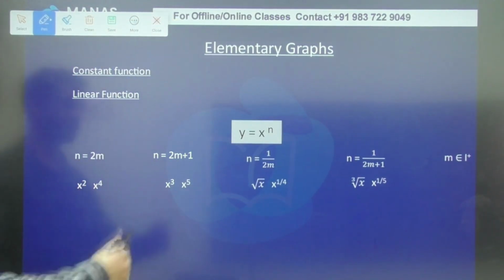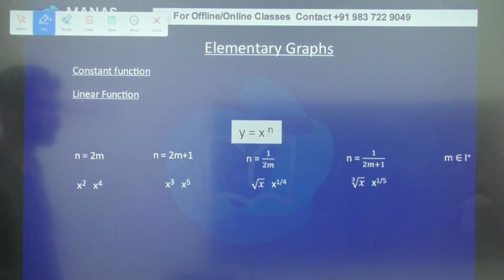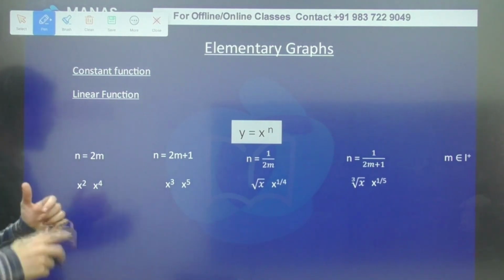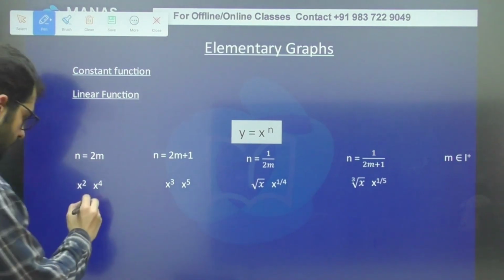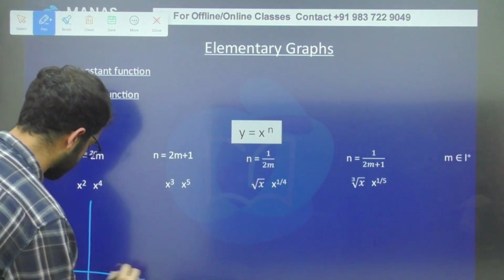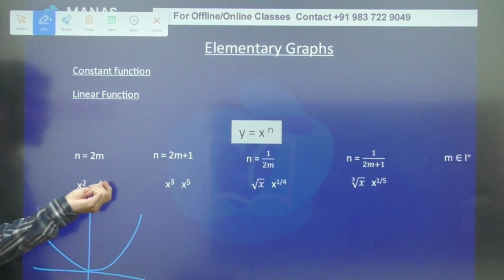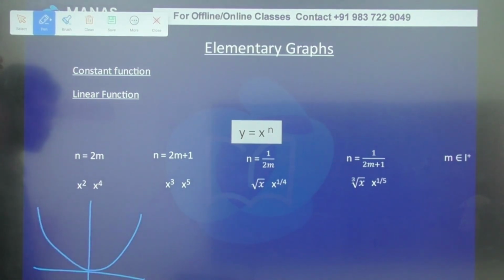If the expression looks like y equals x to the power n, where n is an even multiple of 2, so it will either be x square or x to the power 4. As you may remember, the first graph which we drew was of y equals x square and the graph looked something like this. So all the even powers of x, be it x to the power 4, x to the power 6, x to the power 8, all those graphs would look like this.